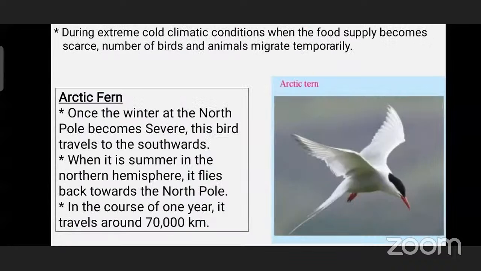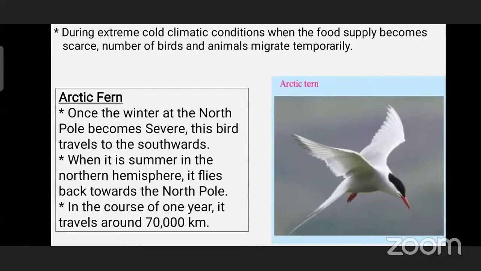See here, during extreme cold climatic conditions, when the food supply becomes scarce, a number of birds and animals migrate temporarily. Temporarily means when there is so much cold, at that time they migrate, and again they come back to that region when it is summer season. So here you can see this bird. It is called the Arctic tern.